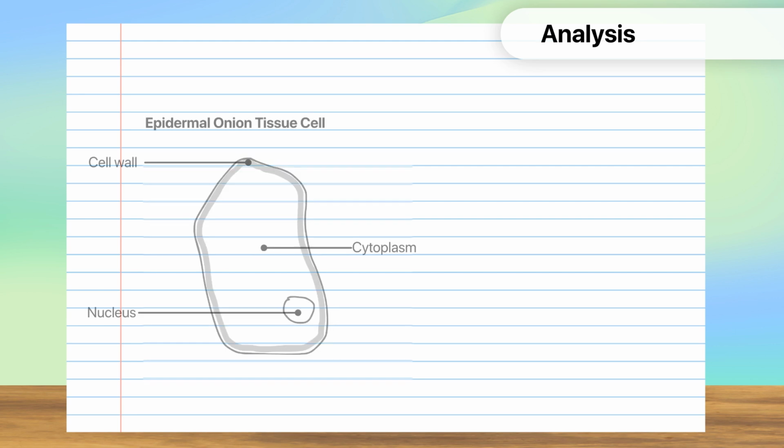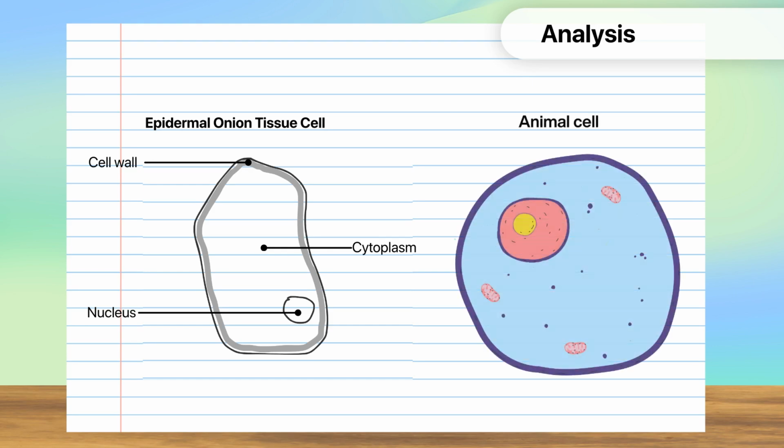Now, let's analyse our results. In this practical, there isn't a specific biological reaction occurring, but rather the goal is to observe and record the structure of cells. In today's practical, we specifically looked at onion cells, observing and drawing their structure and organelles. We can use these drawings to compare the structure of an onion cell with that of a typical animal cell.